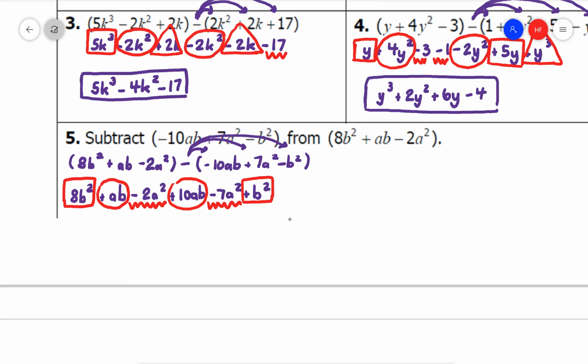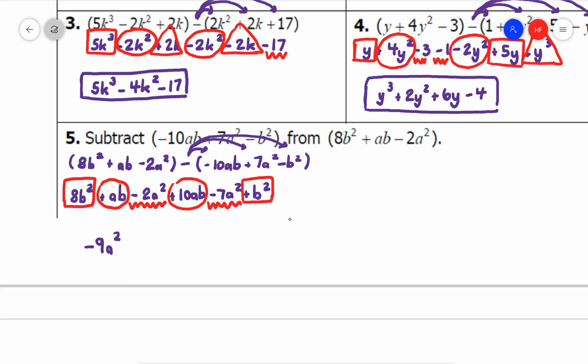So remember, when we have more than one variable, we're going to go alphabetical order, highest degree in the front. So alphabetical order, a is going to come first. Highest degree of a, highest exponent on a is squared. So we have negative 2a squared minus 7a squared. So negative 2 minus 7, negative 9a squared.